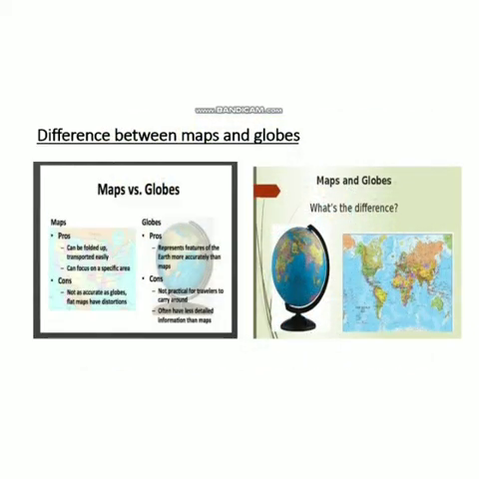Difference between maps and globes. Maps can be folded up easily, but we cannot fold a globe. Maps can be transported easily, but a globe is difficult to carry around. Maps can focus on a specific area. Globes often have less detailed information than maps. Maps are not as accurate as globes, and flat maps have distortions, but globes represent features of the earth more accurately than maps.